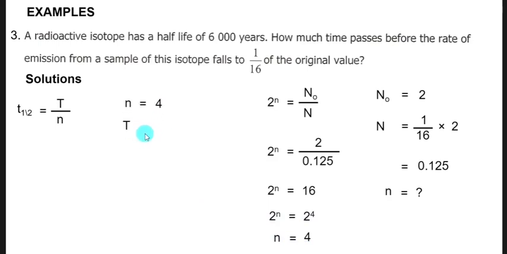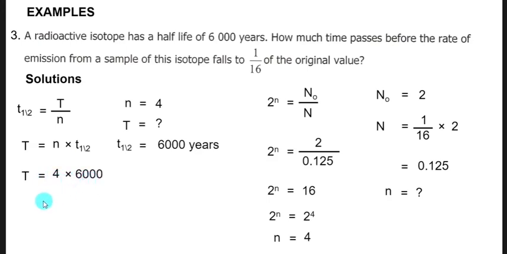Then t is unknown, and the half-life is 6,000. We make t the subject of the formula. t is equal to the number of successive half-lives times the half-life, which is n, 4, times the half-life, 6,000. Multiplying gives us 24,000 years as the time taken. So this is the time that has passed.